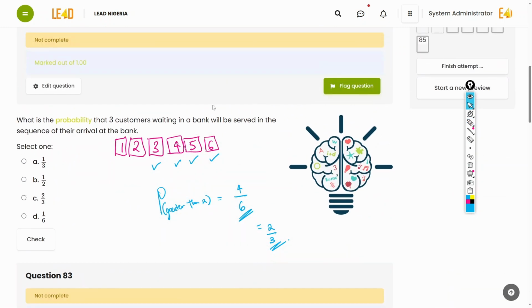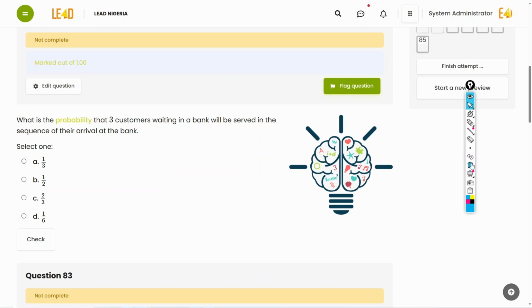What's the probability that 3 customers waiting in the bank will be served in the sequence of their arrival at the bank? Okay, so this probability would be, well, there's only one way, in order 1, 2, 3, right? But that would now be divided by the total number of ways that they can be served, which would be 3 factorial, because that would be 3 times 2 times 1.